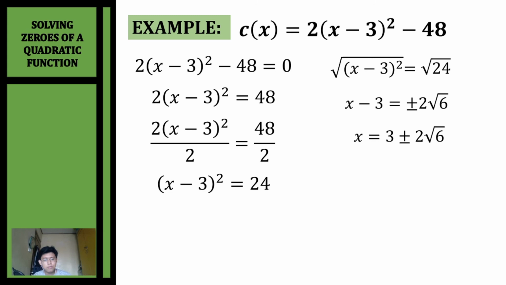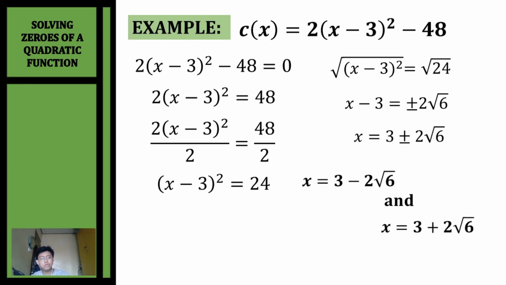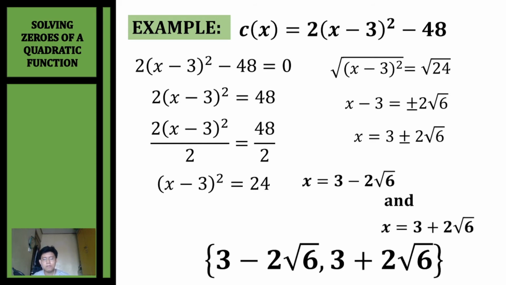So we have two values of x. We have x is equal to 3 minus 2 square root of 6, and x is equal to 3 plus 2 square root of 6. So that will be our zeros of our quadratic function. Take note that we cannot combine 3 and 2 square root of 6 because they don't have the same radical. Therefore, our zeros of this quadratic function will be 3 minus 2 square root of 6 and 3 plus 2 square root of 6.